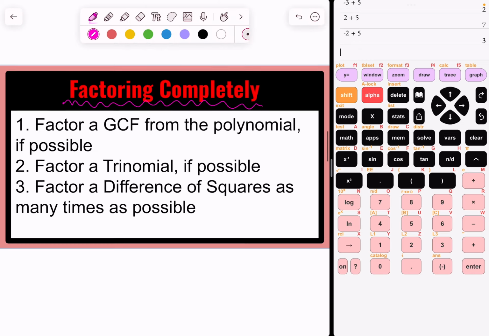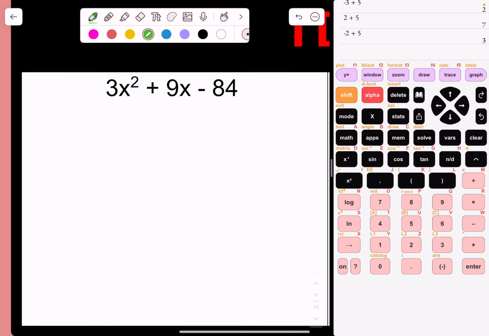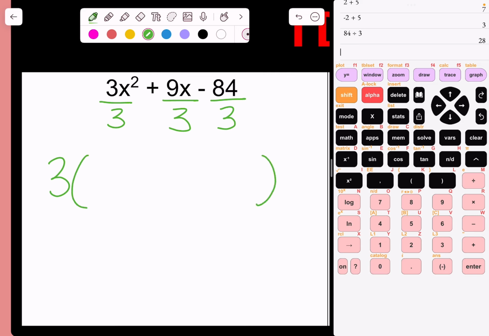All right, so let's look at this I do question. I'm first going to ask myself, is there a smallest number? Yes, 3. Can I divide each thing by 3? Well, does 84 divide by 3? It does. So I can divide all of these by 3. They don't have an x, so I have to just forget about that for now. So 3 divided by 3 is 1. Bring down the x squared. 9 divided by 3 is 3, bring down the x, and negative 84 divided by 3 is negative 28.